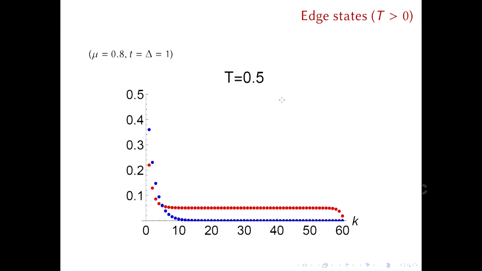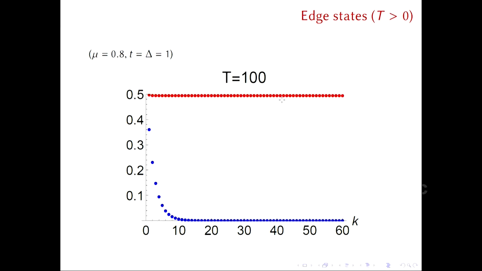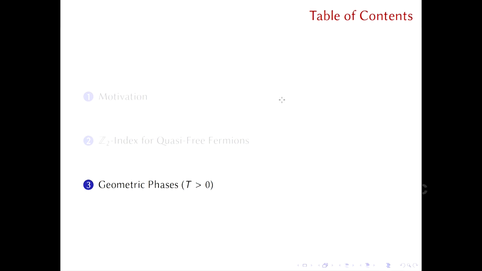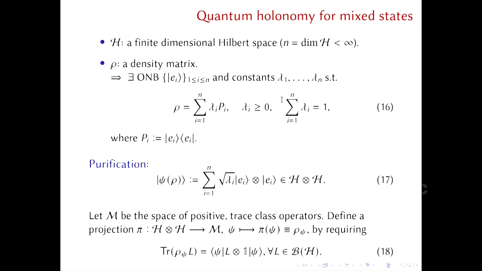So you see, as we start increasing the temperature, these edge states start to melt, so to say. If the temperature is too high, all modes will be equally occupied, and the edge states have disappeared. So, question: is it possible to give a topological characterization of what is going on here? Well, this is what we have been exploring.